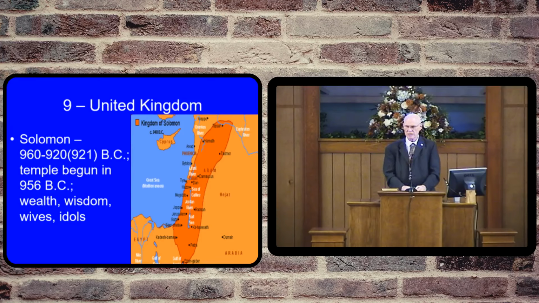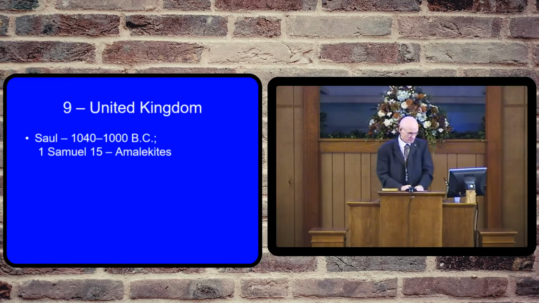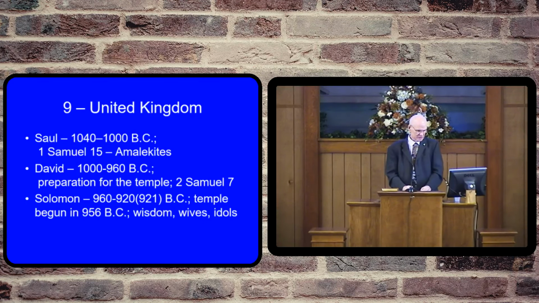Known for his wisdom that God gave him, for tremendous wealth, and also for the large number of wives he had. Unfortunately, it's this last part that got him into trouble, because he got to following the idols of all these wives, which led him away from God. So God said, I'll take 10 of the tribes away from you. I'll leave just enough to keep my promise to your father David. So that means Saul, David, Solomon, three kings of the United Kingdom.